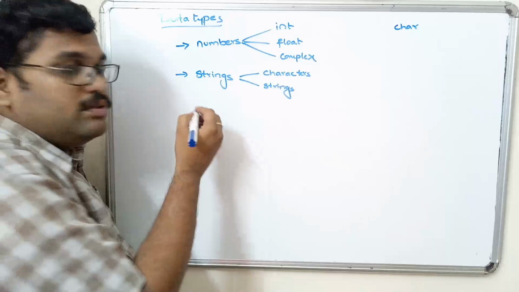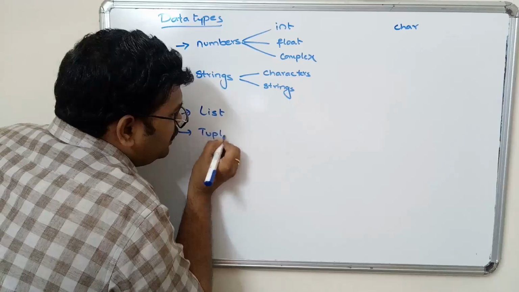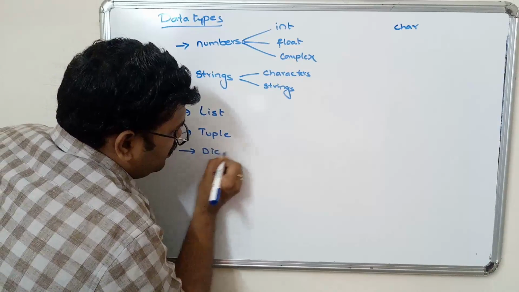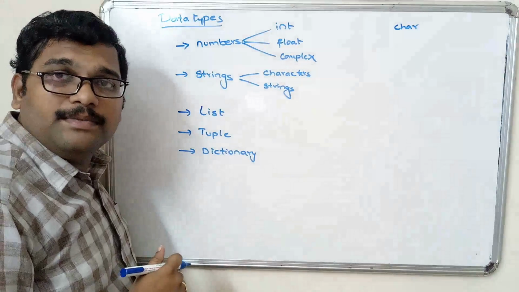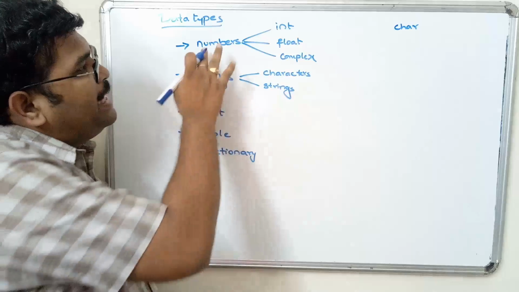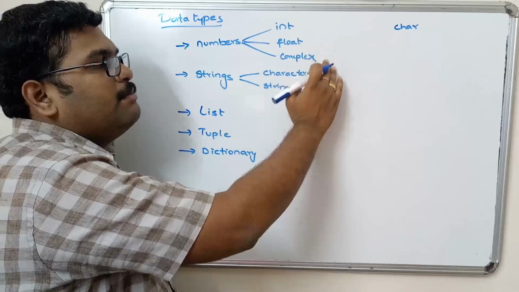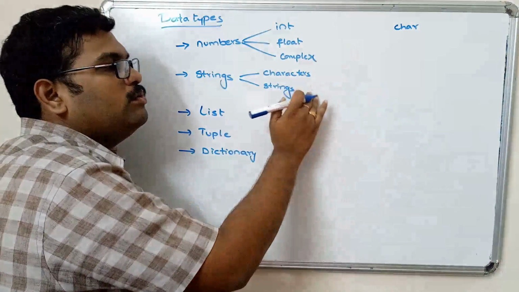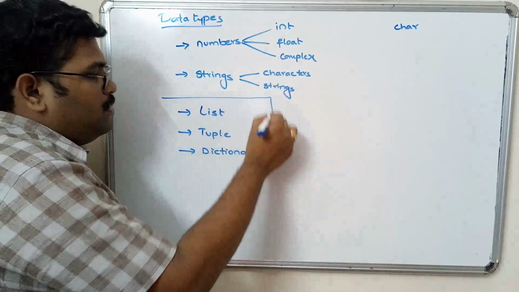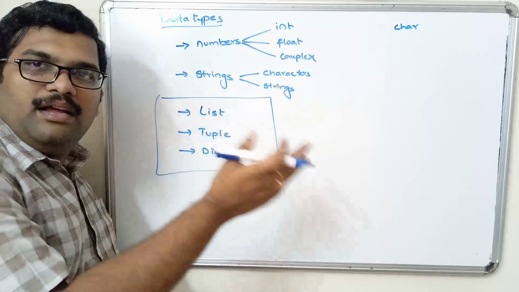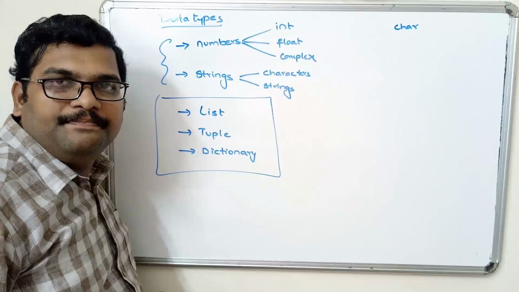And apart from these two, there are different things: list, tuple, dictionary. All these are the different data types. So numbers, strings, list, tuple and dictionary. Coming to the numbers, there will be integer numbers, floating numbers, complex numbers. And strings have two categories. We will keep these three aside. First, let us see about these two, numbers and strings.